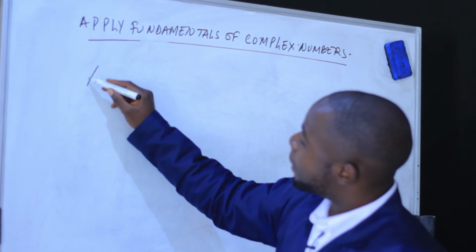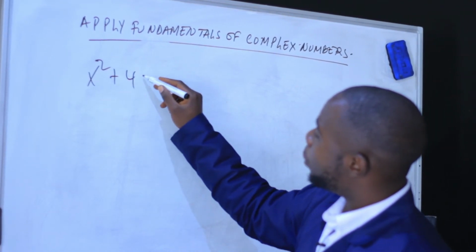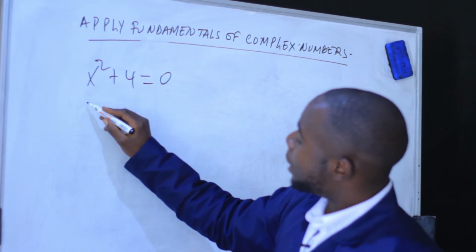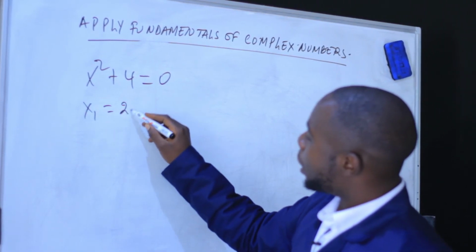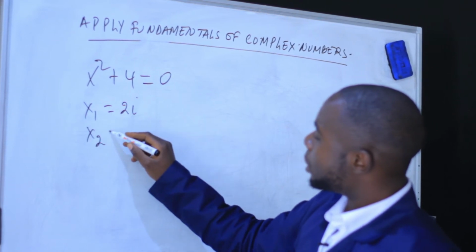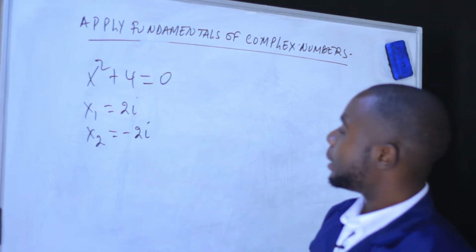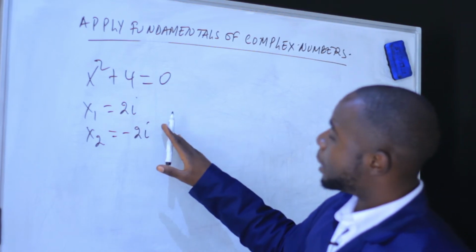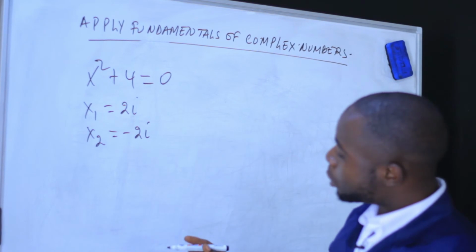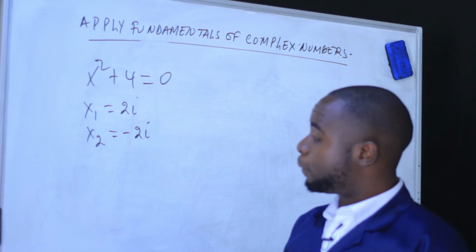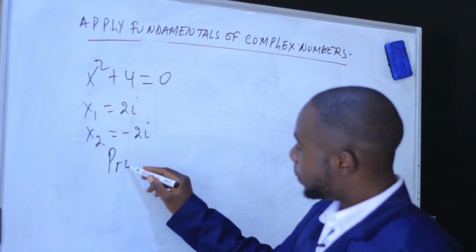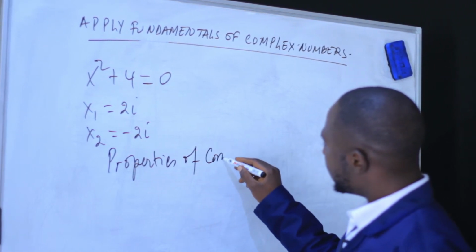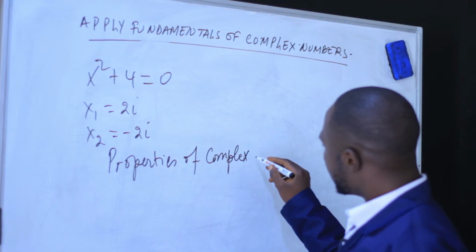We have calculated x squared plus 4 equal to 0, and we have got x1 equal to 2i and x2 equal to negative 2i. It means that these are called complex roots. So we are going to talk about the properties of complex numbers.